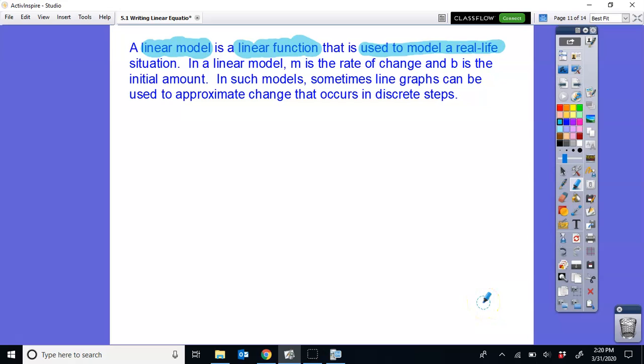Don't look at that and read it the wrong way and think a linear model is somebody who's just a really, really skinny runway model. Some of you will get that joke later.